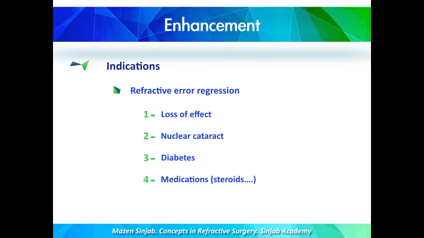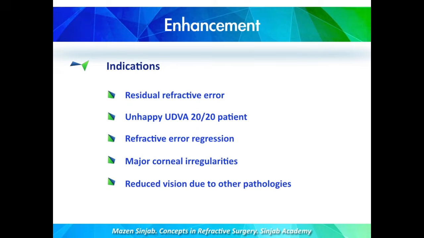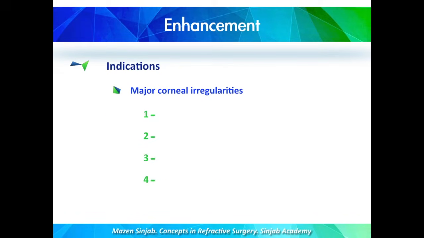Now, among these reasons of refractive error regression, the only reason that is an indication for enhancement is the loss of effect. Of course, other causes such as nuclear cataract, diabetes, and medications should be diagnosed and treated accordingly. Major corneal irregularities. They include ectasia, small optical zone, steep or flat optical zone, and decentered optical zone.